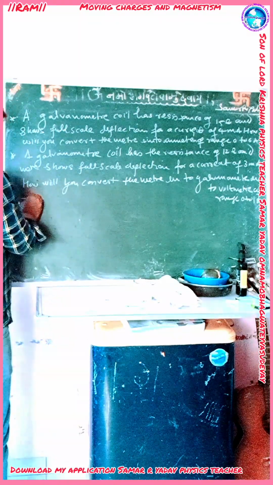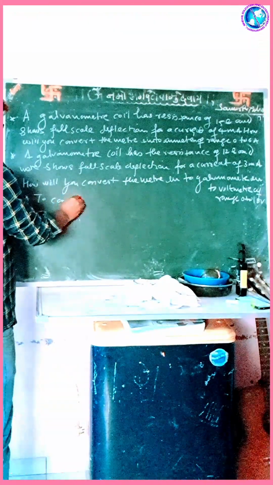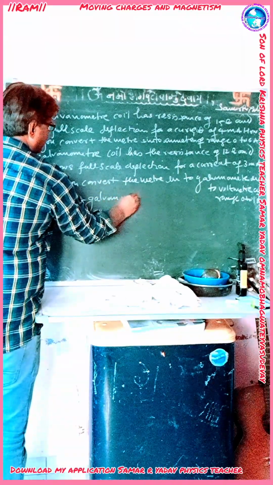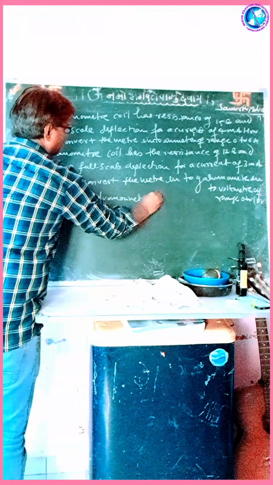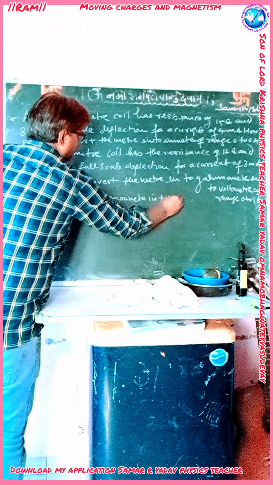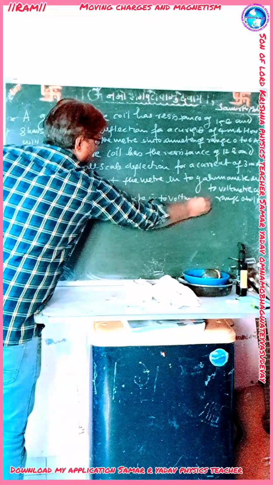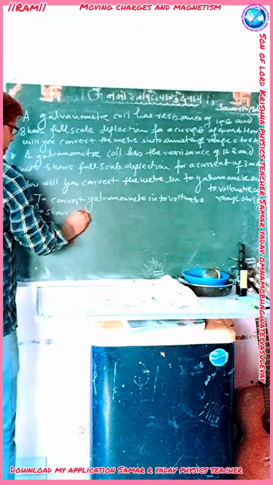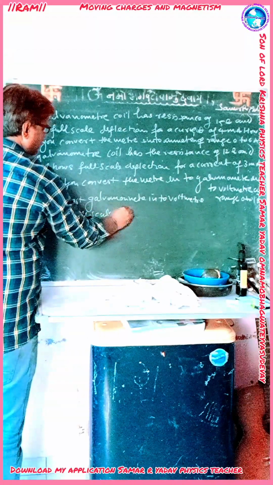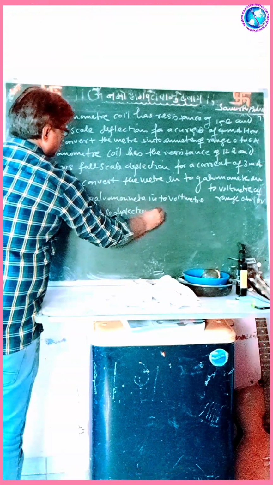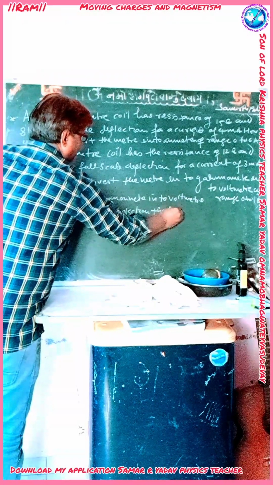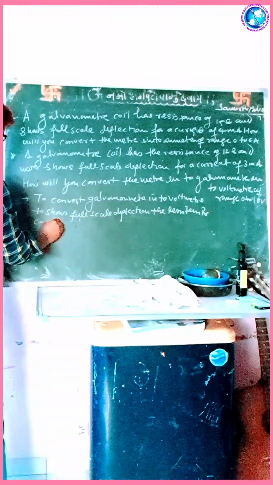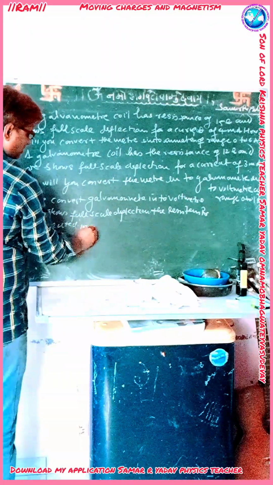Now, to convert a galvanometer into a voltmeter, to show full scale deflection, the resistance RS is connected in series.